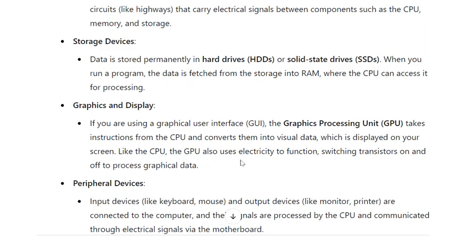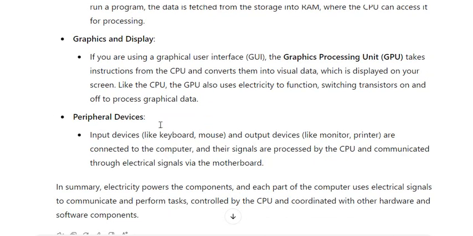Like the CPU, the GPU also uses electricity to function, switching transistors on and off to process graphical data. Peripheral devices. Input devices like the keyboard and mouse, and output devices like the monitor and printer, are connected to the computer, and their signals are processed by the CPU and communicated through electrical signals via the motherboard.